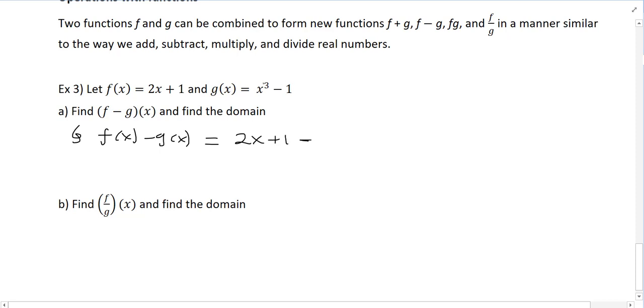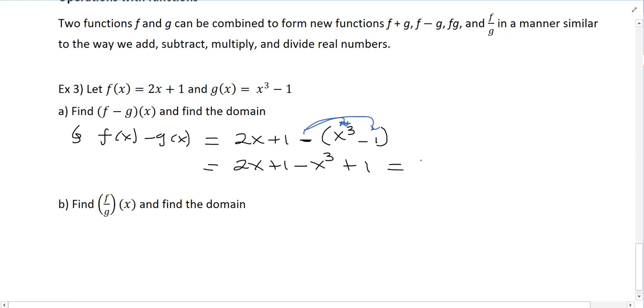Now g of x is a binomial, so more than one term. So I'm going to make use of my parentheses just because I don't want to forget to distribute that negative. So I'm going to say, okay, now let's do that distribution. As I mentioned in one of the prior videos, if you're really good at keeping track of that negative and distributing as you go, then you don't have to use parentheses, but most of us tend to forget to distribute that negative, so just put parentheses in there when you see that it's something more than a single term function that you're subtracting. So 2x plus 1 minus x cubed and then plus 1.